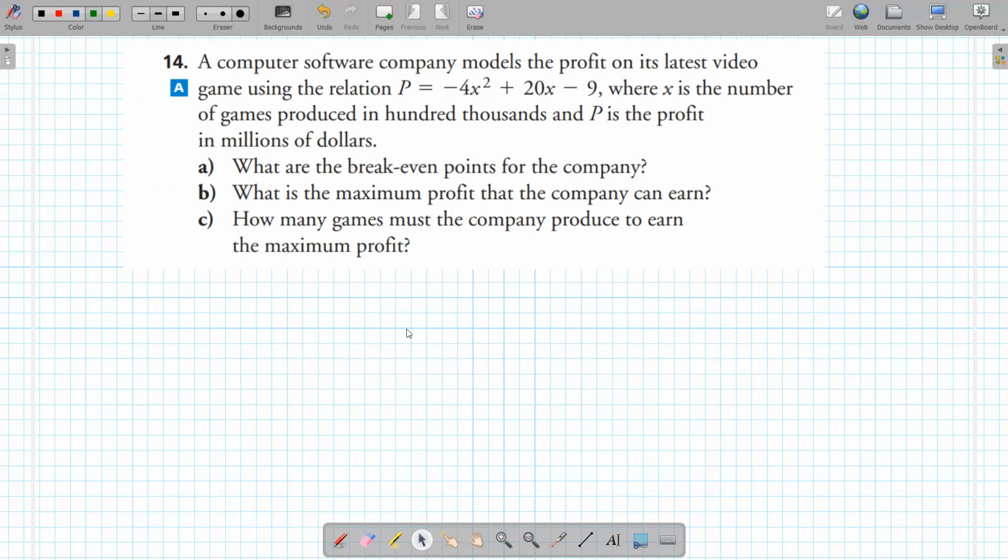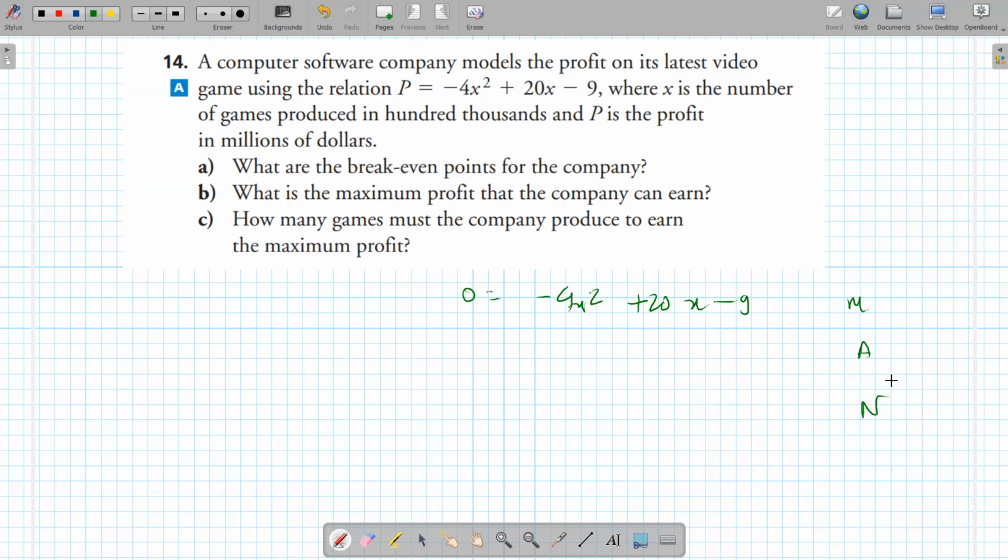So all you have to do here is just set P as 0. If we set P as 0, it becomes a factoring problem, right? So what do they multiply to? We're setting P as 0. We're looking for two numbers that multiply to what?